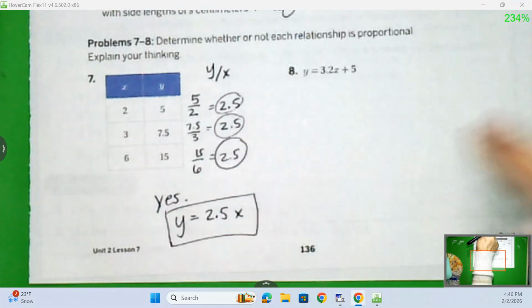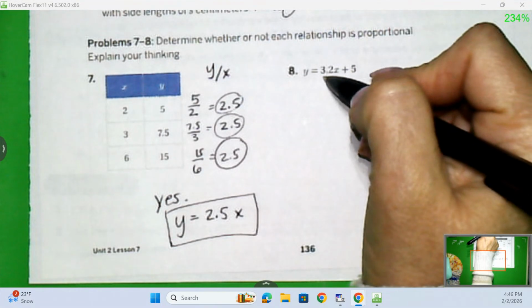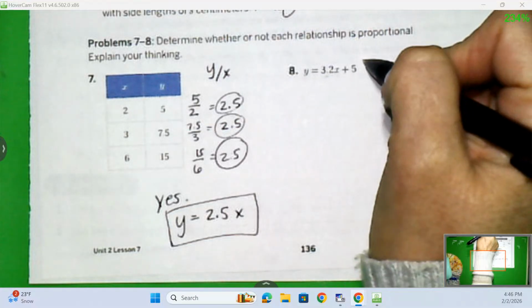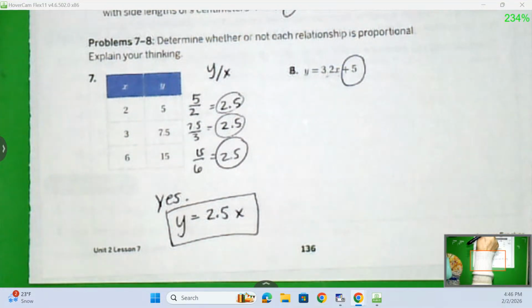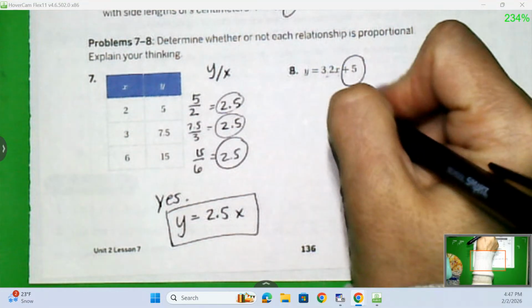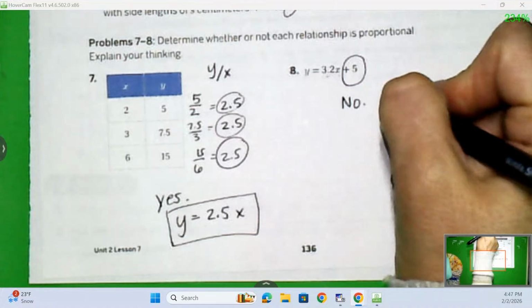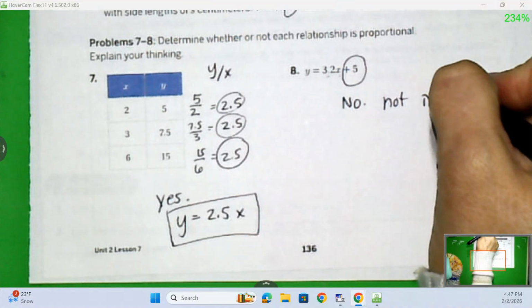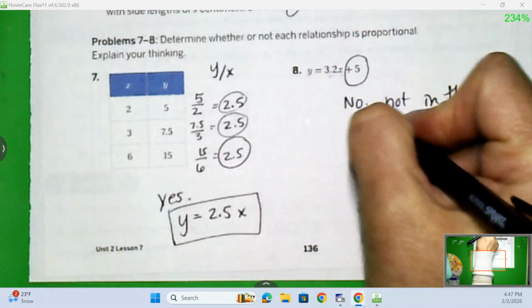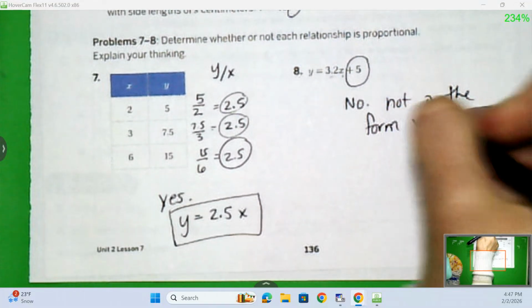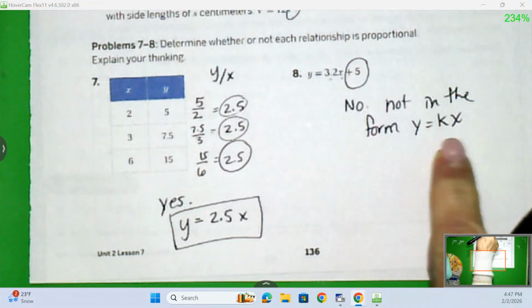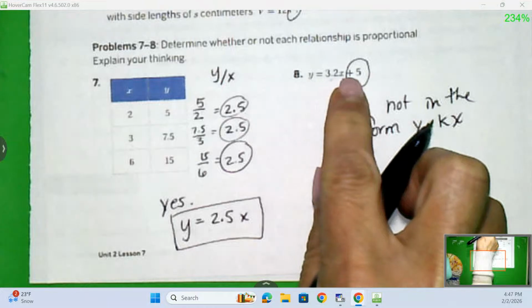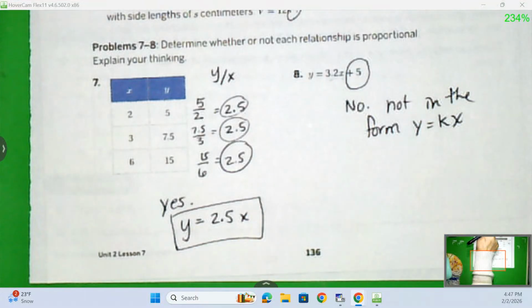Okay, looking at number 8, we have an issue here. The 3.2 times x is good, but we have an added amount here, that plus 5. So this is not in the form y equals kx. It's not just something times x, you have an added piece to that.